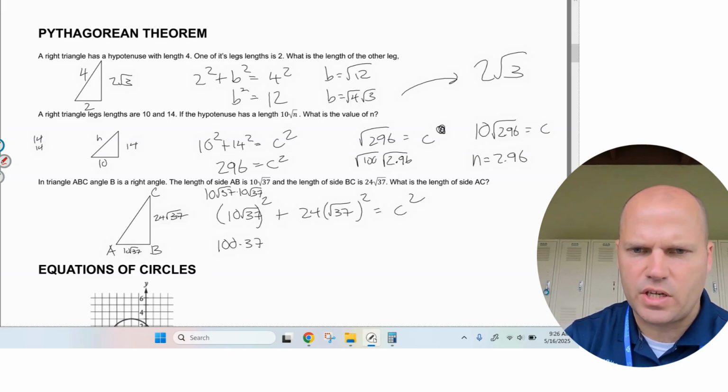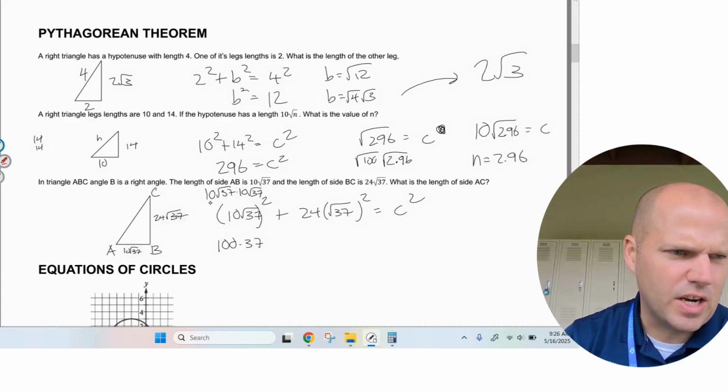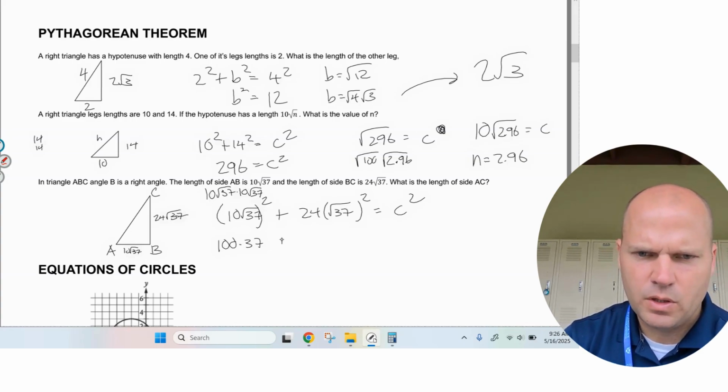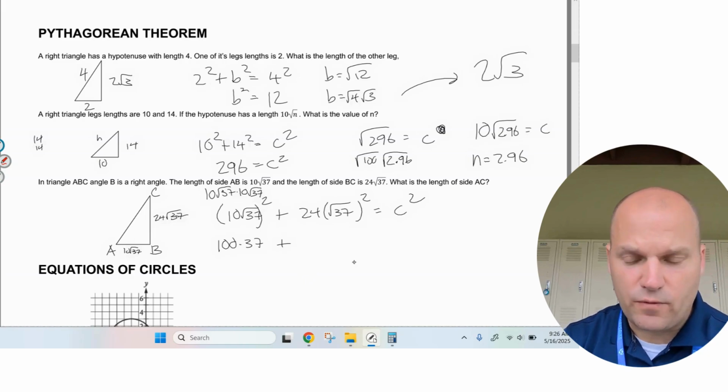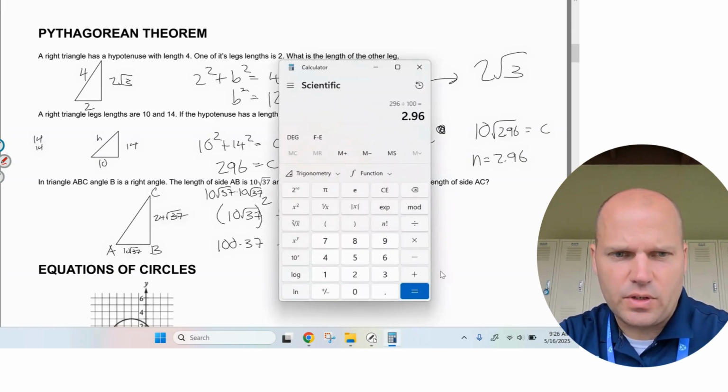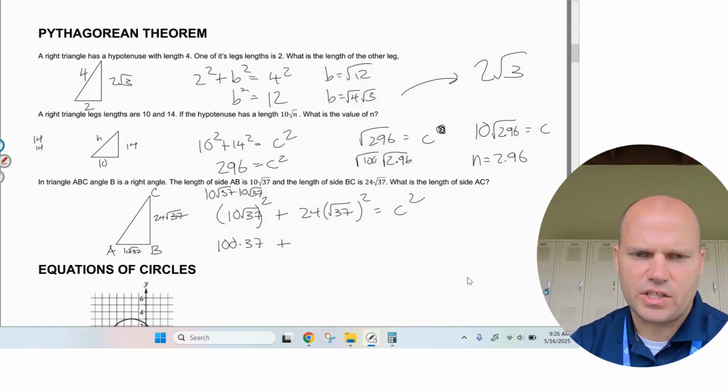You don't distribute everything to everything. You can multiply things in any order. 10 times 10, boom. This is 24 times 24 times 37. These are some big numbers, so we definitely need a calculator. 576.